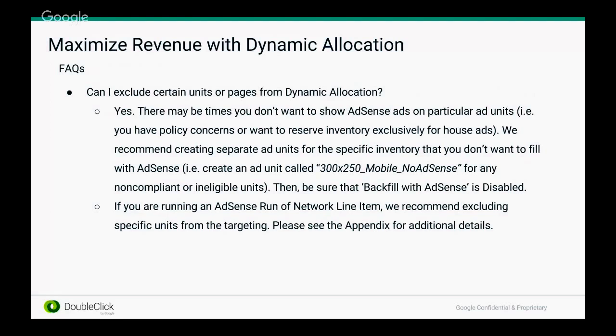What we recommend there is making sure that you clearly specify those inventory units in the ad unit name, so that you know, no, this is the no AdSense unit. Then when you go through and check dynamic allocation for all of your ad units, you can quickly see all the ones where you don't want AdSense, no AdSense, it's disabled, that's fine. So that'll allow you to keep track, especially as you add more ad units down the road, and make sure that you do have it enabled for all of the units that you want it to be enabled for.